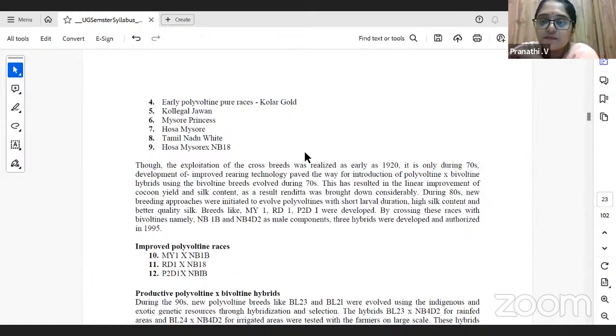In the 80s, different types of new breeding approaches were tried. They were trying to find out whether there was a short larval duration, and whether in the polyvoltines itself there was a higher silk content, and whether they could breed better quality of silk, because of which new breeds like MY1, RD1, P2D1 were developed. Then these were again crossed with bivoltines. So you have NB1B and NB4D2 as the male components. Three hybrids were developed, and this was authorized in 1995.